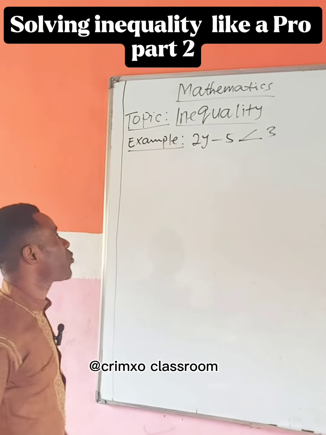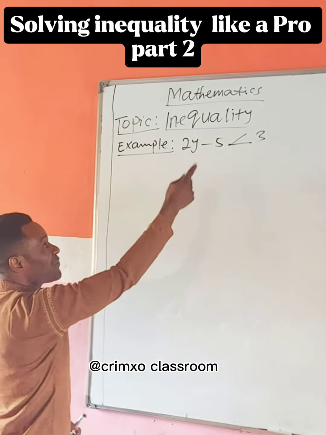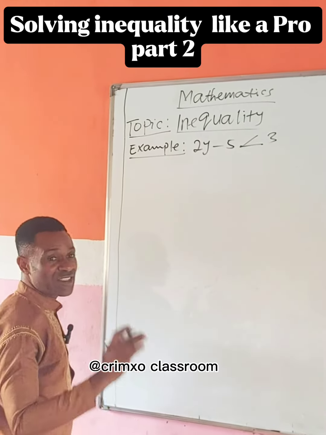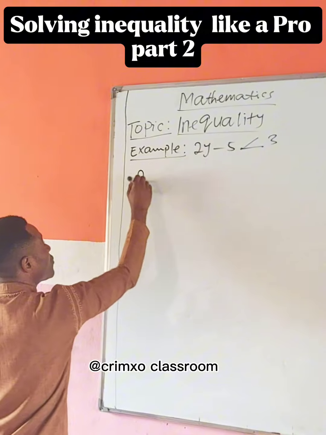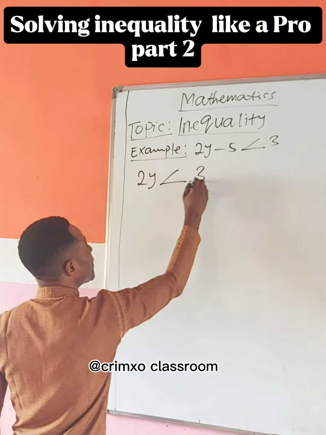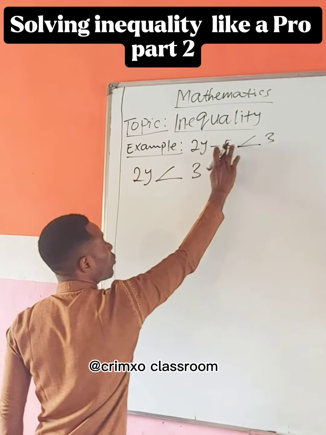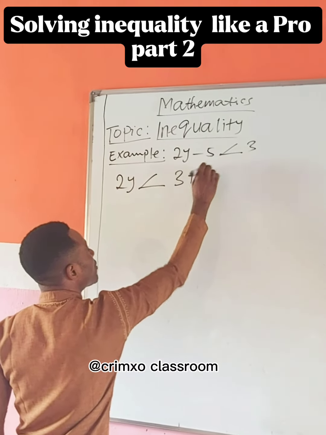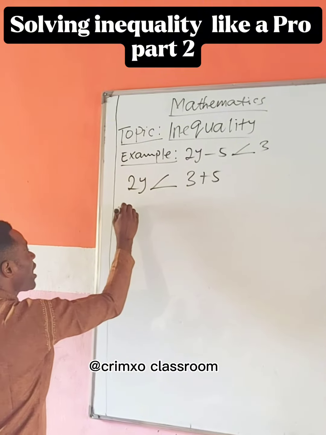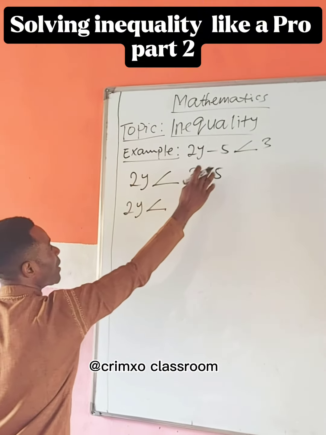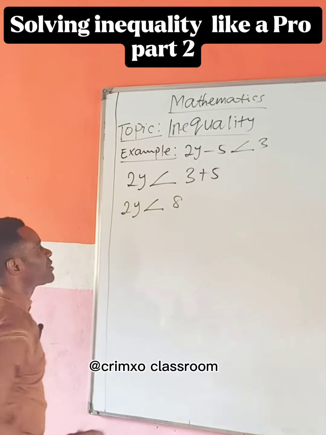Okay, let's solve this question. 2y minus 5 less than 3. So what do we do here? We collect like terms as usual. So we have 2y less than 3. When this minus 5 crosses this inequality sign, it changes to plus 5. So we now have 2y less than 3 plus 5 is 8.